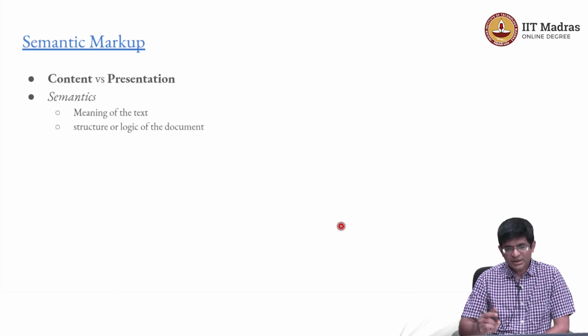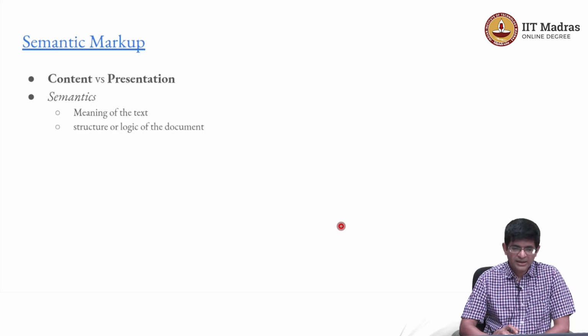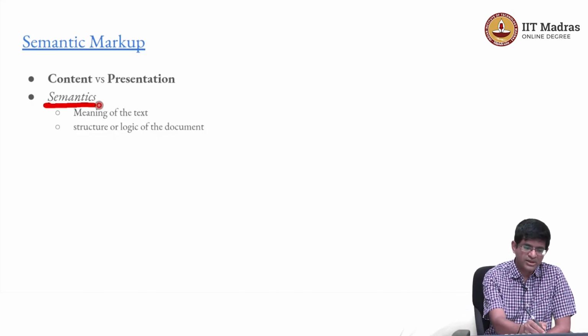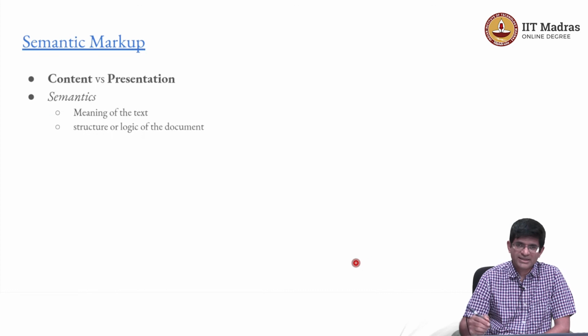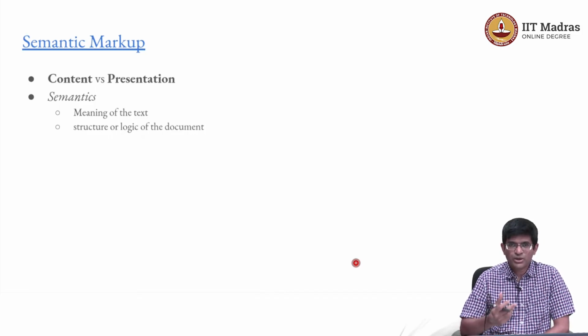So ultimately, in other words, what we are seeing over here is a distinction between content, that is the meaning of the content, versus the presentation, how it is displayed. And the content is dealing more with what's called semantics. Semantics is something which keeps popping up every now and then in different contexts. Ultimately what it means is just what is the meaning of something, how should something be interpreted. So what is the meaning of the text, or what is the structure or logic behind this document?